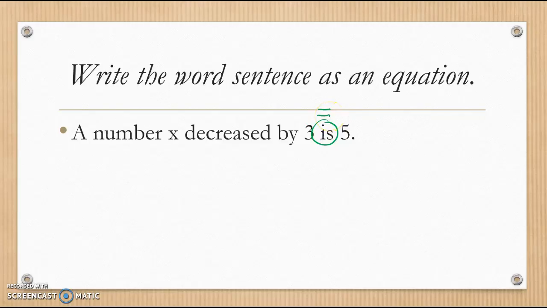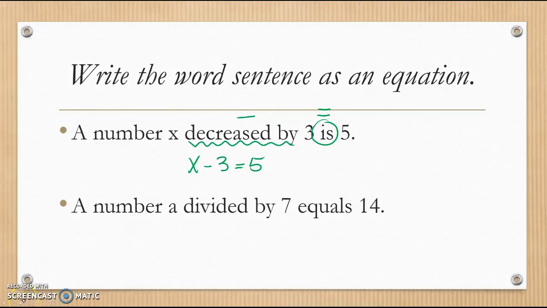And then we want to find our word or phrase that tells us what operation we're using. So here it's decreased by, and we know that's going to be subtraction. So then we need to make sure we put these variables and constants in the right order. So we know a number x is decreased by 3. So we're taking our value x, decreasing it by 3 by subtracting 3 from it, and that is equal to 5. So here we're not solving, we're just taking the word sentence and rewriting it into an equation.